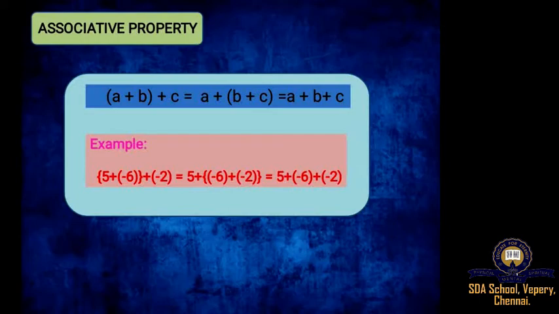So symbolically, (a plus b) plus c is equal to a plus (b plus c). For example, (5 plus minus 6) plus minus 2 is equal to 5 plus (minus 6 plus minus 2). You can combine together and add in any way, you will get the same result. We will see addition of more than two integers later.